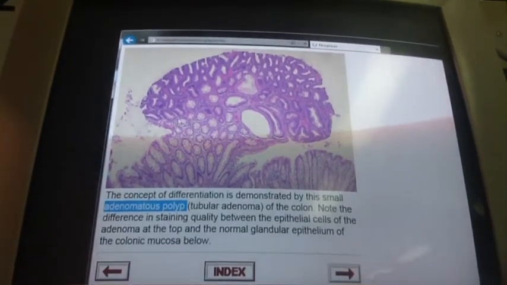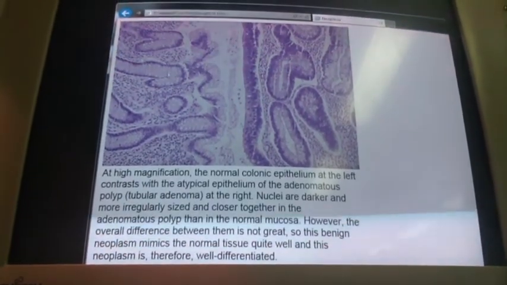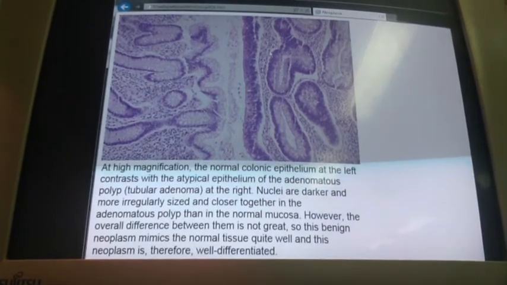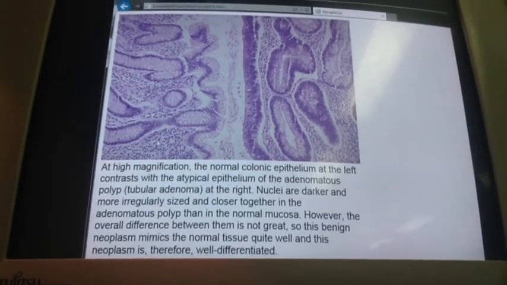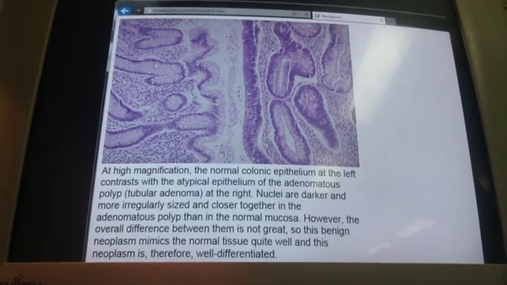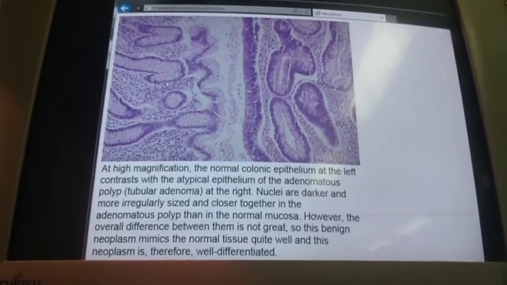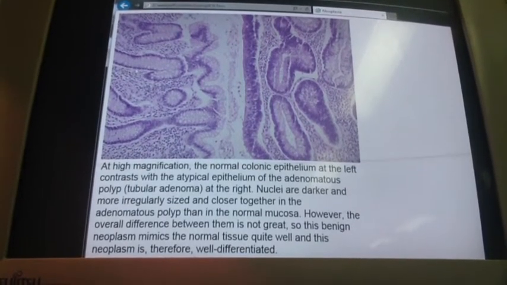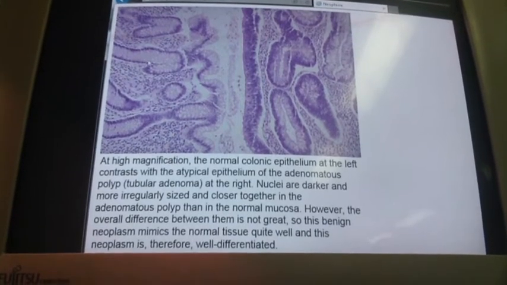This is a higher magnification to highlight the difference between the normal colonic mucosa and the dysplastic or adenomatous polyp colonic mucosa. On the left side, we have the normal gland. Each gland has basally located nuclei. These are the nuclei which are located at the basal layer, and we have apical mucin in this area.